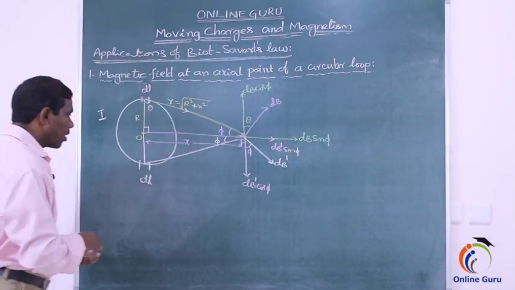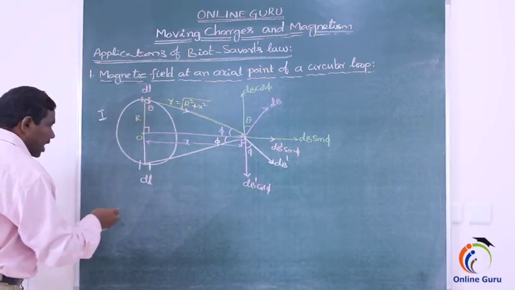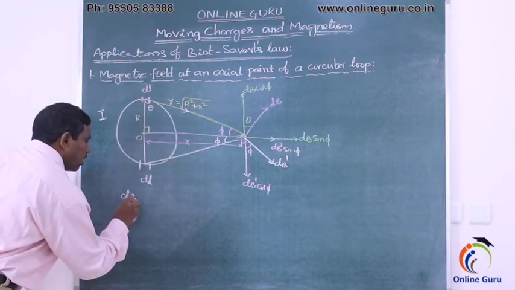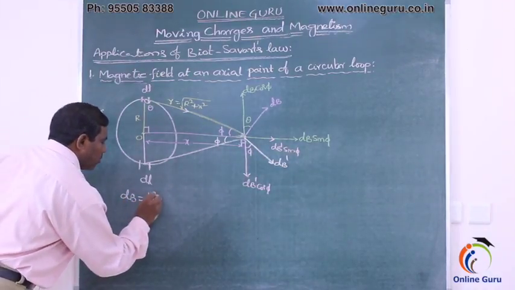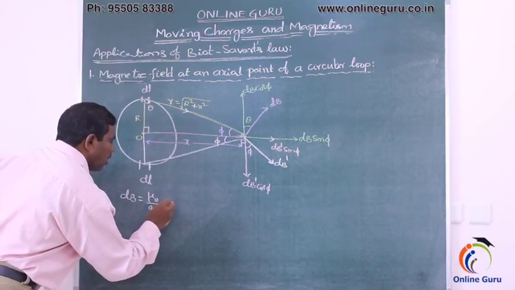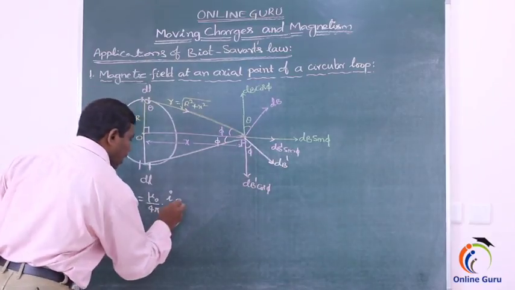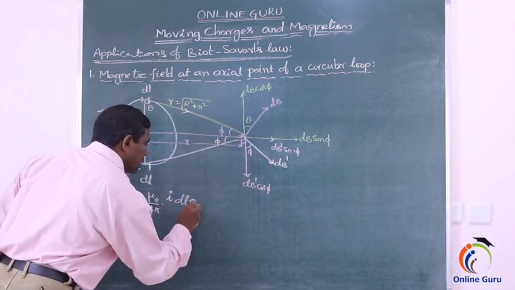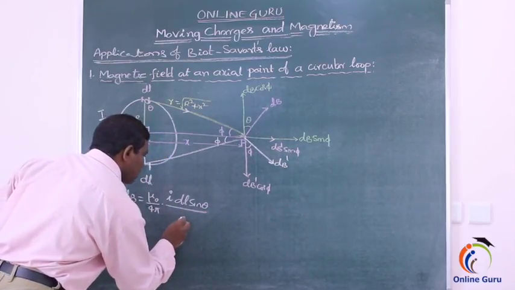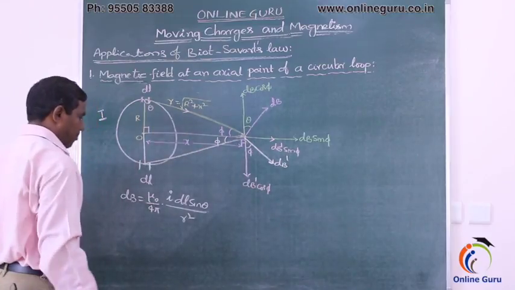According to Biot-Savart's law, the magnetic induction at a point is given by dB equals mu naught by 4 pi into I dl sin theta divided by r square, where r is the separation distance between them.